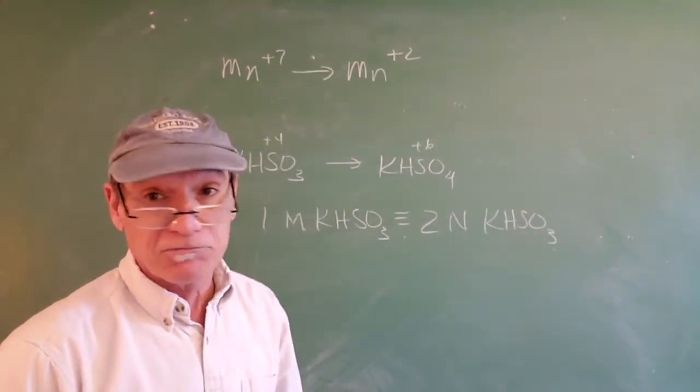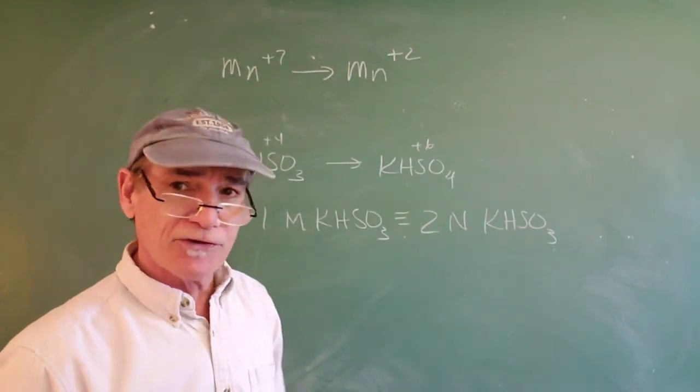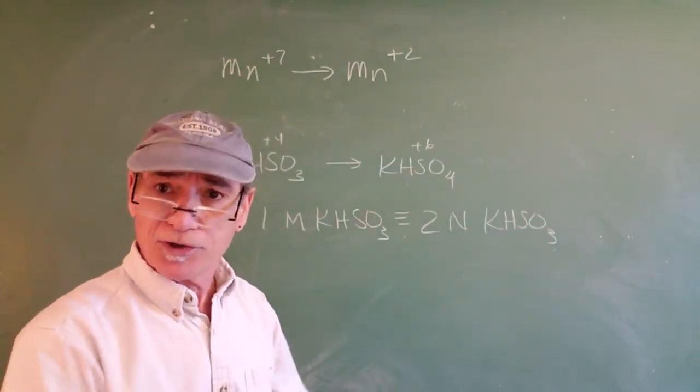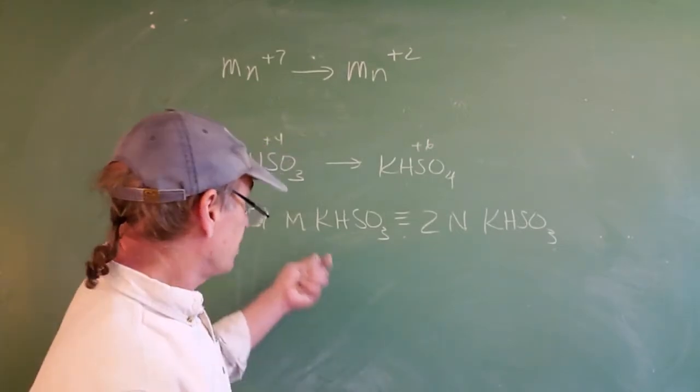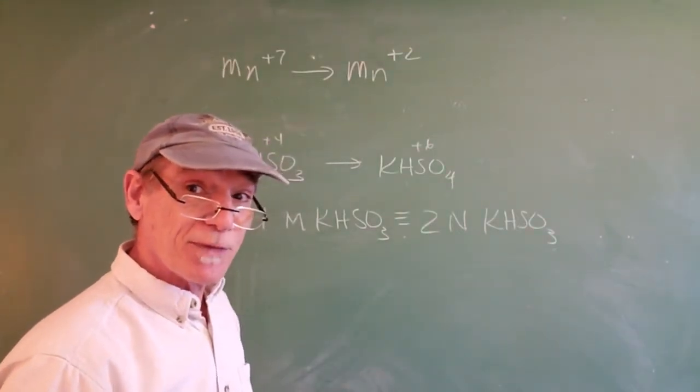All right, well then, again, it would be like a base that had 2 hydroxides on it. We multiplied the molarity by its ability to give up those bases. Here, its ability to give up those electrons was used to calculate the normality.